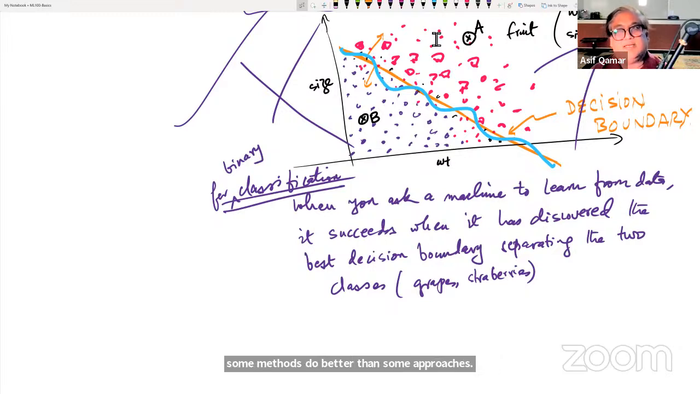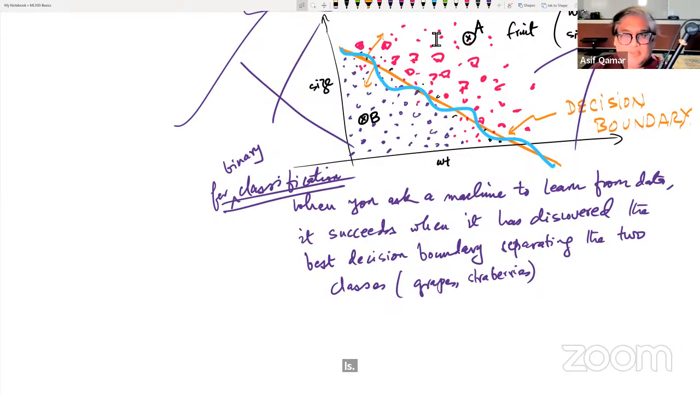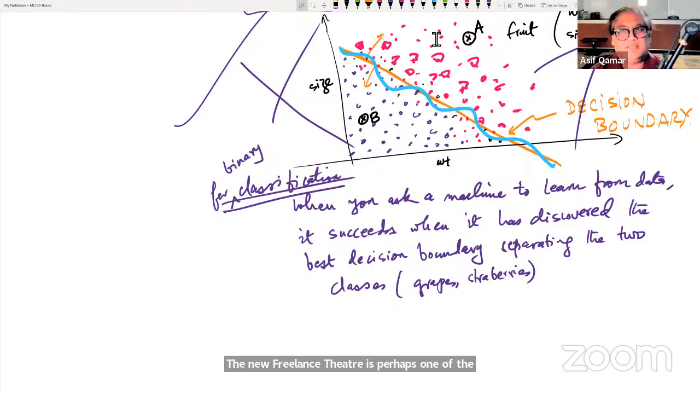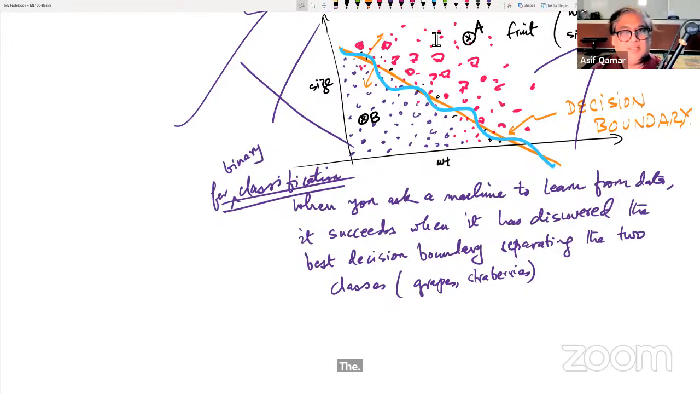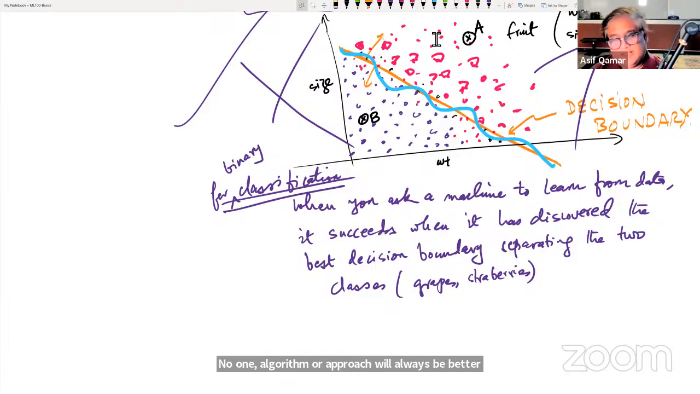And indeed, there is a theorem, one of the most profound results in machine learning, and I just started by saying it's one of the most profound results, but it goes by a somewhat frivolous name called the no free lunch theorem. The no free lunch theorem is perhaps one of the greatest contributions to the philosophy of knowledge, theory of knowledge, that this field of AI has ever made. And what it says is that no one algorithm or approach will always be better than another algorithm. For every different data type, data context, different algorithms will shine. It's a pretty profound result.